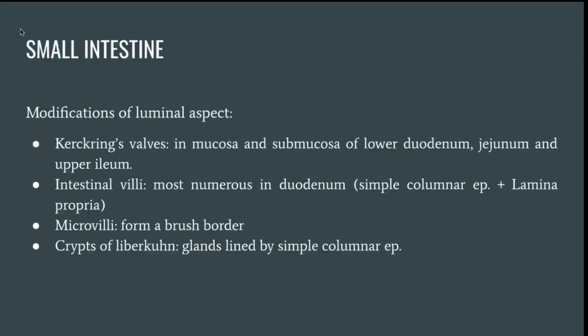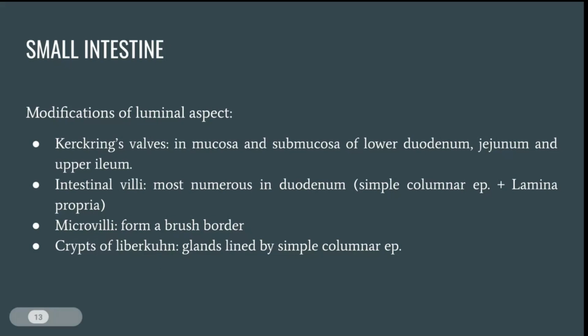The small intestine has a few modifications, the first one being something called the Kerckring's valves. They are made up of the mucosa and the submucosa, and are mostly seen in the lower half of the duodenum, the entire jejunum, and the upper part of the ileum. The next is the intestinal villi. They are most numerous in the duodenum, and are made up of simple columnar epithelium and lamina propria. Next we have the microvilli, and they form a brush border.